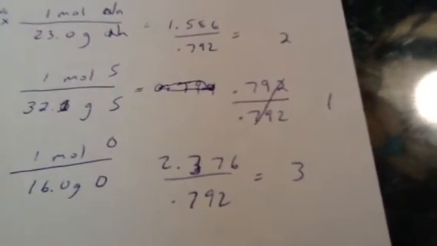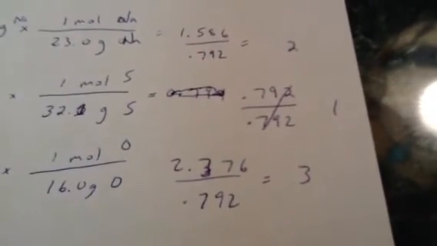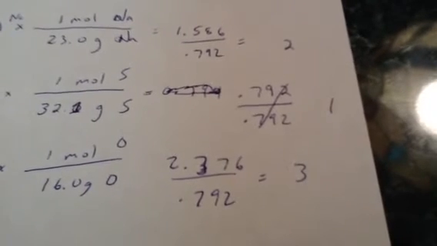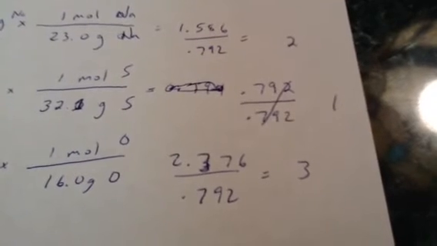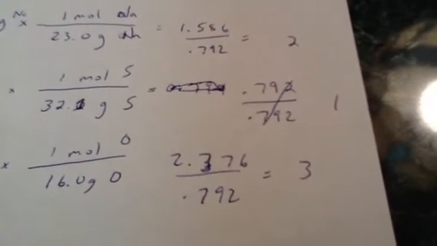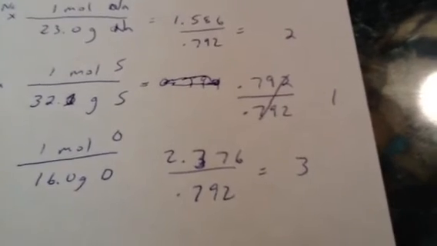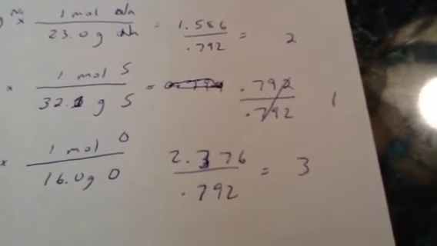Then what I do is I find a ratio where I'll divide all 3 by the smallest one. So I'm going to divide each of those by 0.792, and my ratio then will become 2 to 1 to 3. Now these are nice whole numbers. Let's say, for example, we got a ratio of 1.5 to 1 to 1. What I would have to do is double everything, and I'll write that out for you for another example. If it was 1.5 to 1 to 1, I would double that to 3 to 2 to 2 for my ratio.